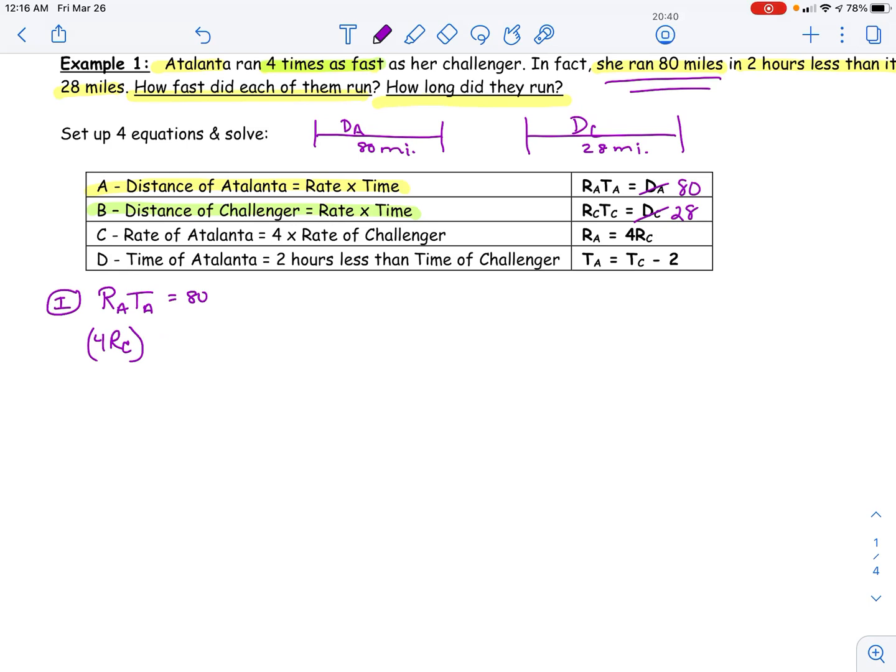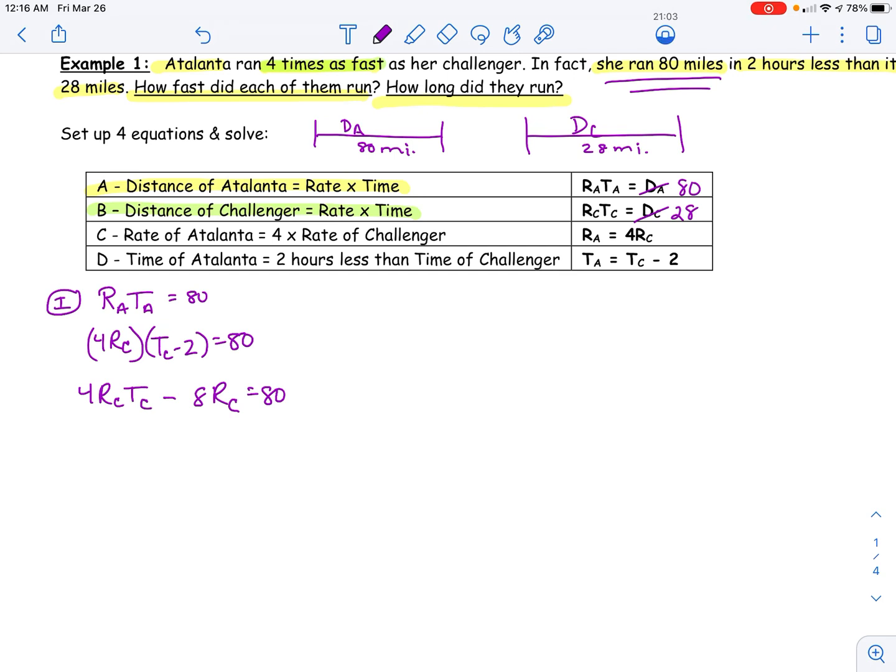Let's not rewrite it. Let's look at equation D. Equation D says TA equals TC minus 2. So let's put that in right here for TA. 4RC times (TC minus 2) equals 80. Now let's do our multiplication here. I'm going to have 4RC TC minus 8RC equals 80.